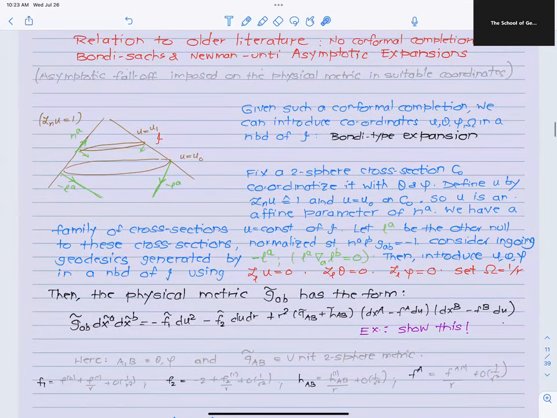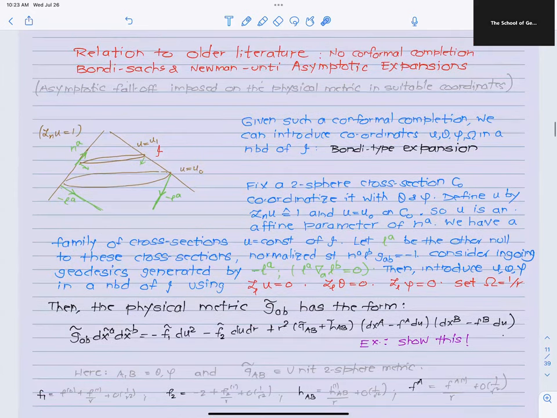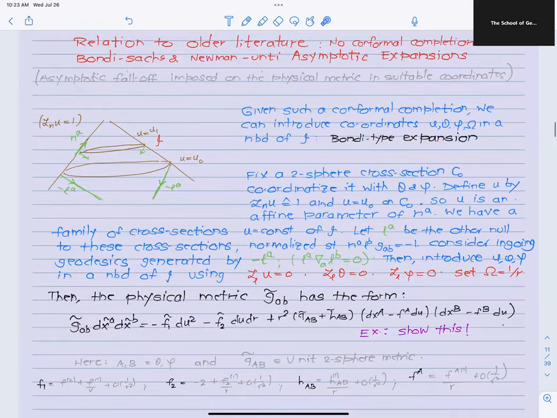Now, relation to the older literature. In the older literature, like from Bondi and Sachs and Newman and Unti, that some of you are more familiar with, there is no conformal completion. So scribe is not actually a boundary up here; one only deals with the physical space-time. And scribe corresponds to just taking the limit as r goes to infinity, so u equal to constant and r goes to infinity. The point is that, however, what we can do is to work backwards.